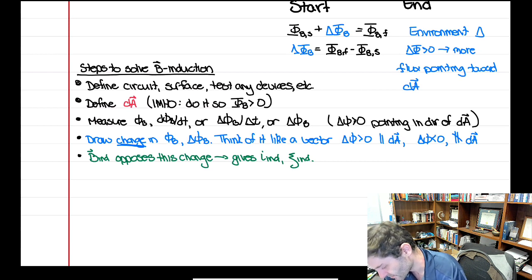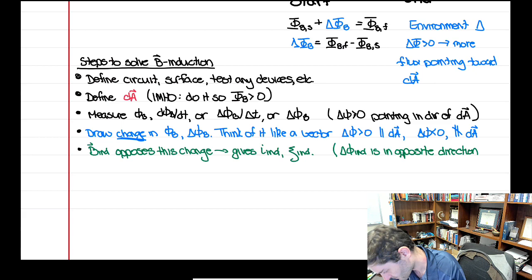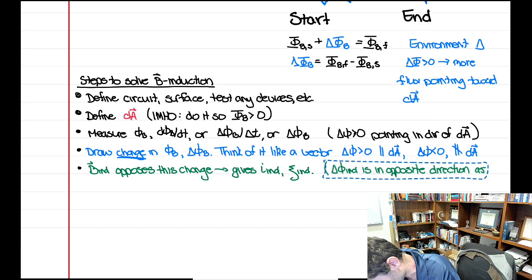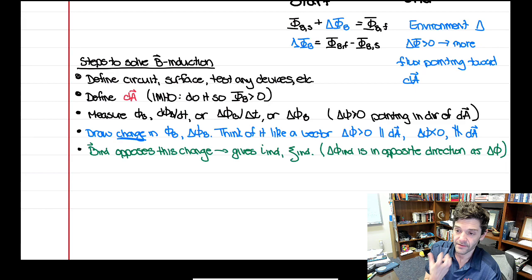So that then tells you the change. Then the B induced opposes this change, which again you should be able to see. This delta phi induced is in the opposite direction as this original change in flux, because again it's counteracting this change. And again, this is where the examples are helpful.